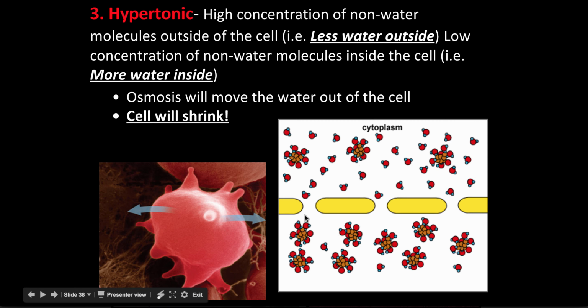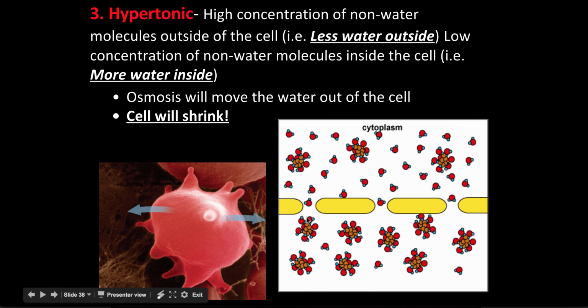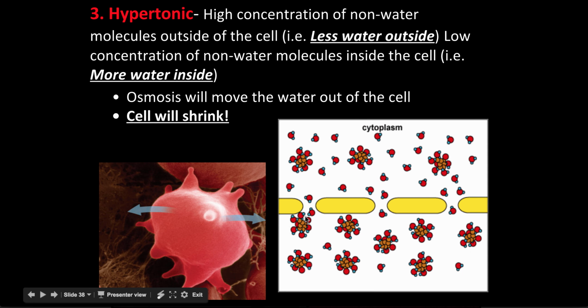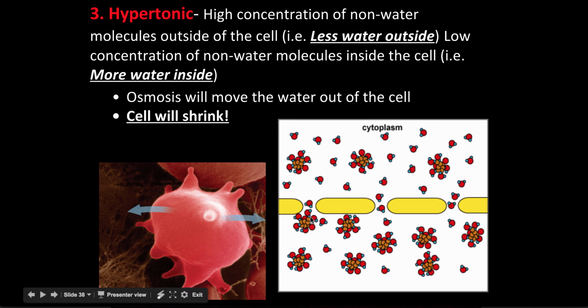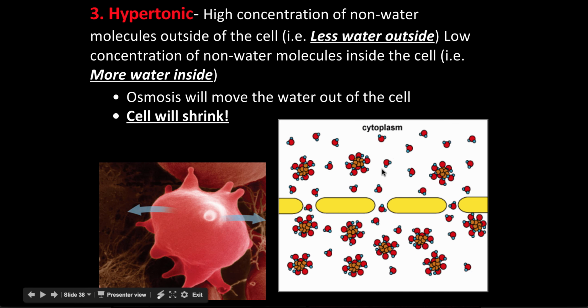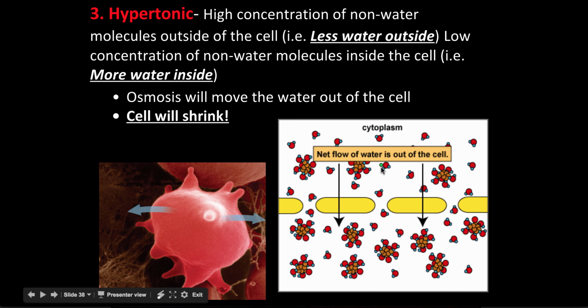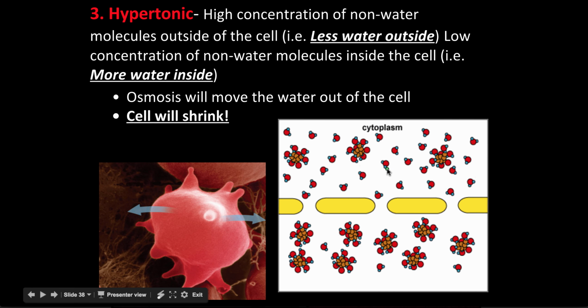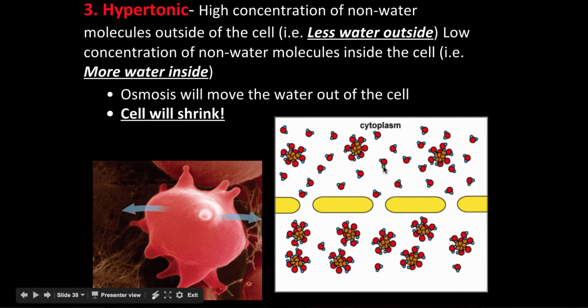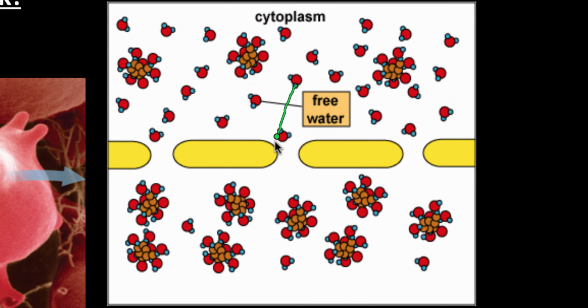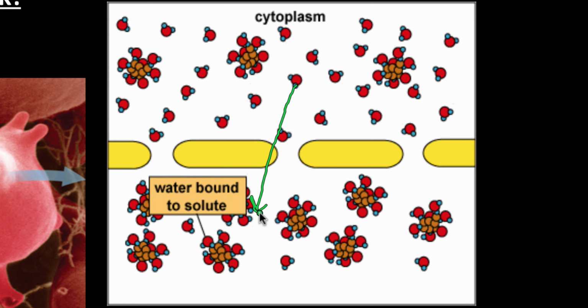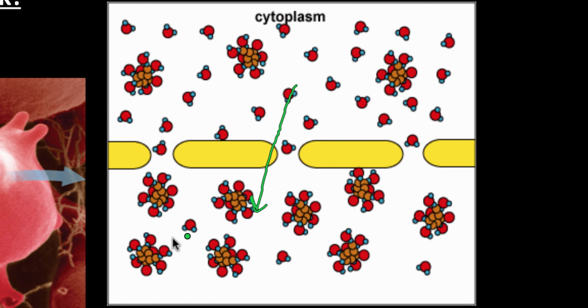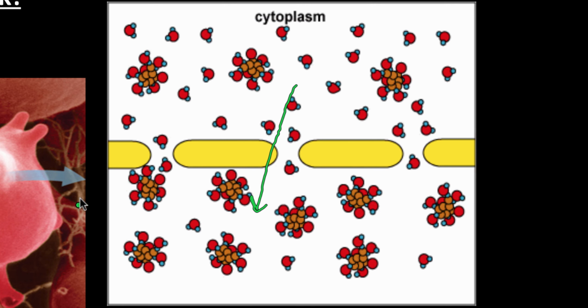The next solution, the last one we'll talk about here, is a hypertonic solution. This is when we have a high concentration of non-water molecules outside of the cell. So there's less water outside, there's more water inside. What's going to happen if there's more water inside is we get a net flow in the other direction. See all these water molecules out here? The smaller ones are water, and this is the start of our animation. We have these water molecules that are going to start to flow in this direction from inside the cell to out, and that will cause the cell to shrink or shrivel.